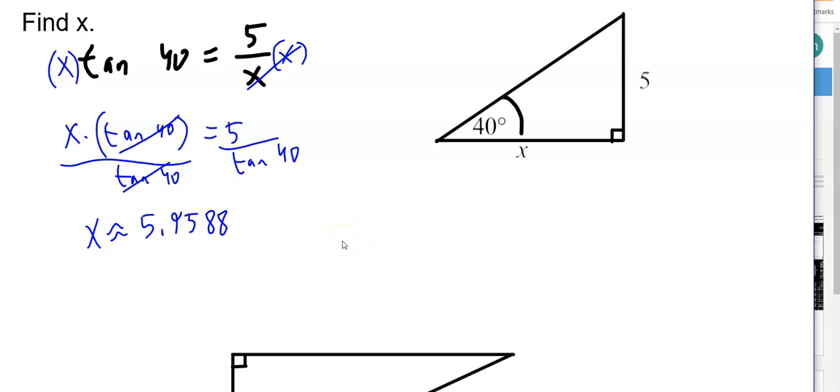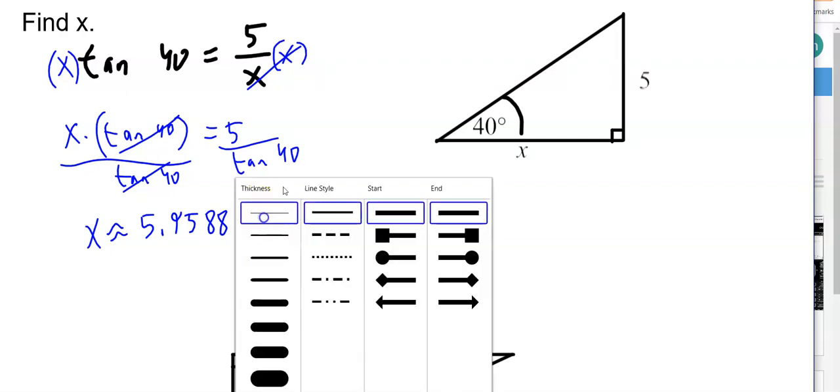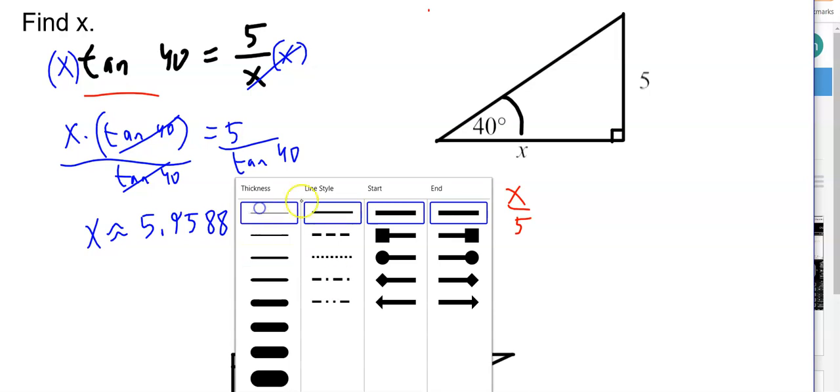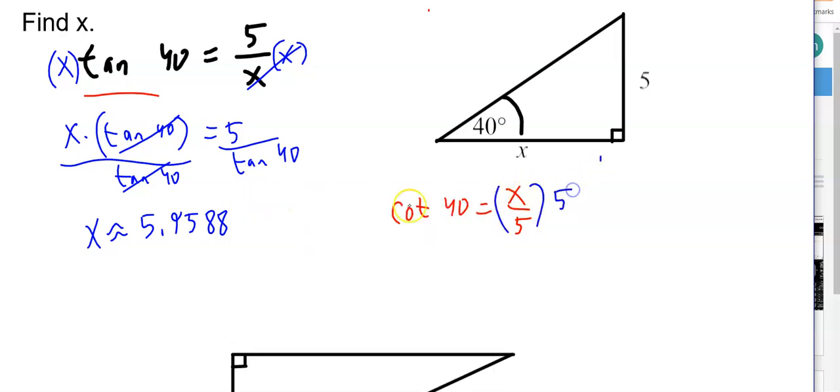You might be wondering why we even learn about reciprocal functions, like what's their purpose? It's really just to show off. If you use the reciprocal function here, the reciprocal of tangent is cotangent, so this would be cotangent of 40 equals, instead of 5 over x, x over 5. It takes one step to solve: you just multiply both sides by 5. And the nice part is you get x equals, so we solved this in one less step.